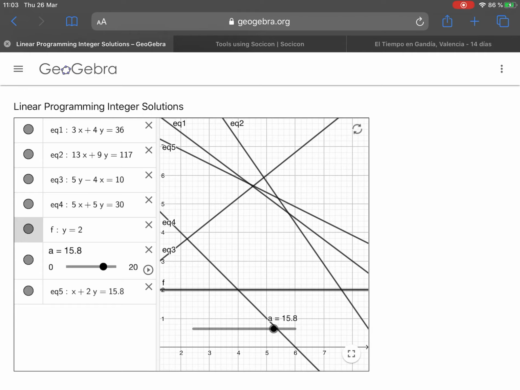You also have to remember that even though one of those answers may give you the highest value of the objective function, you need to check that it satisfies the constraints, because maybe by rounding up you've actually gone out of the feasible region. So I hope that makes sense.